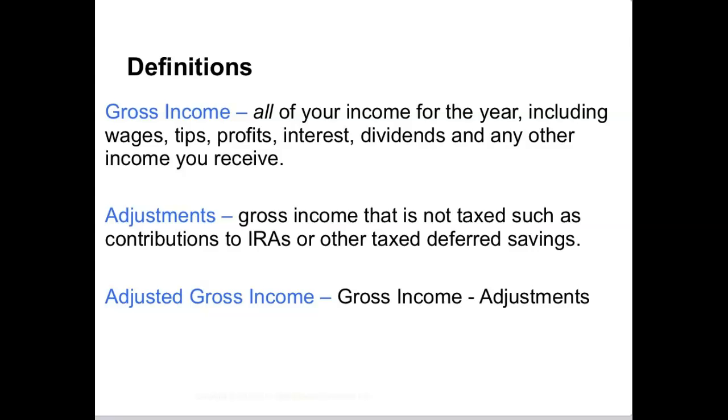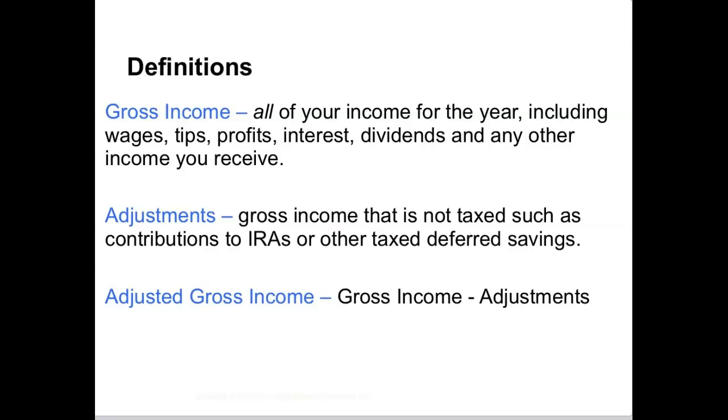Gross income. This is just all of your income for the year, including wages, tips, profits, interest you make from a savings account, dividends. Remember, those are certain stocks. When a company earns a profit, they pay out to their stockholders. So any income you receive. Then we have adjustments. So that's gross income that is not taxed.